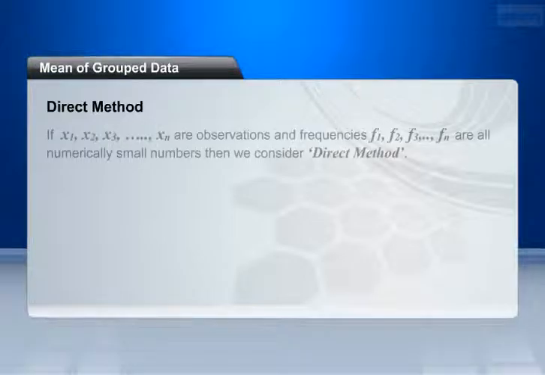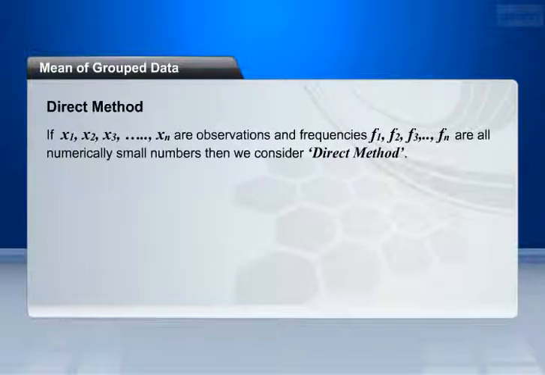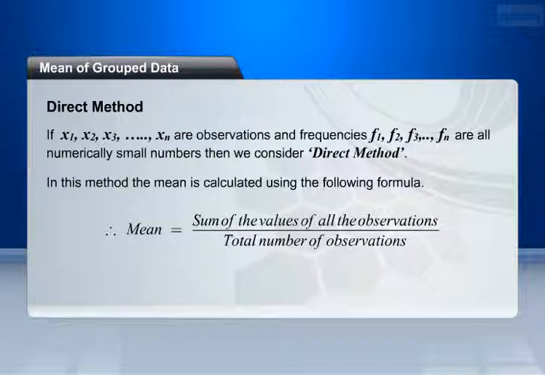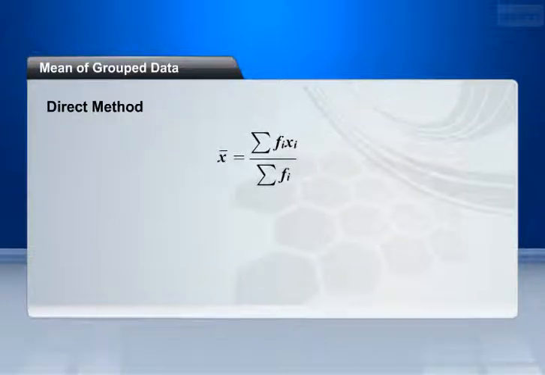Direct method. If x1, x2, x3, and so on, xn, are observations and frequencies f1, f2, f3, and so on, fn, are all numerically small numbers, then we consider direct method to calculate the mean of the data. In this method the mean is calculated using the following formula. Mean equals sum of the values of all the observations divided by total number of observations. Therefore, x bar equals sigma fi xi by sigma fi, where x bar is called mean.